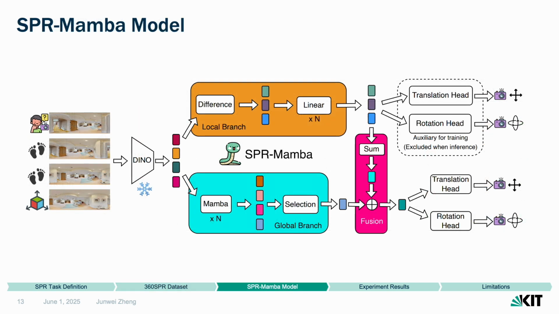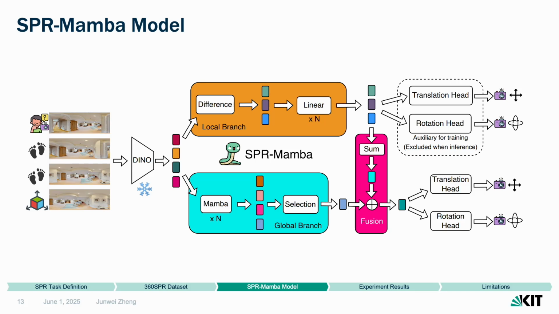Apart from the 360 SPR dataset, our third contribution is the SPR Mamba model for the SPR task. SPR Mamba consists of a frozen DINO, a local branch for predicting relative poses between adjacent frames, and a global branch for predicting the relative pose between the desired frame and the origin frame. We take 4 images here for demonstration purposes, while the model can handle an arbitrary sequence length.